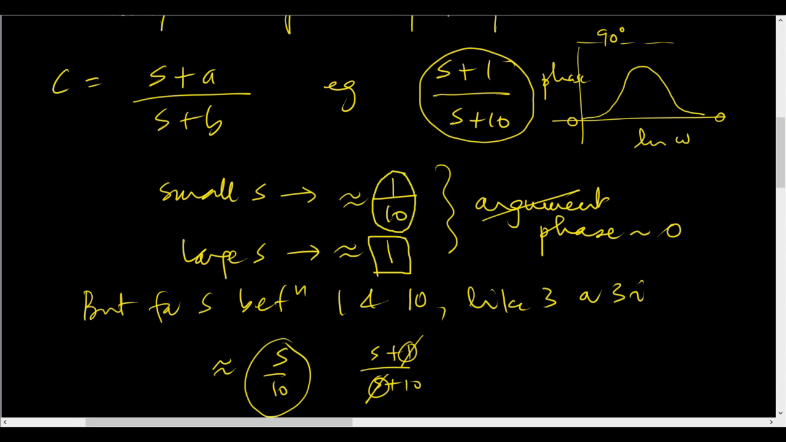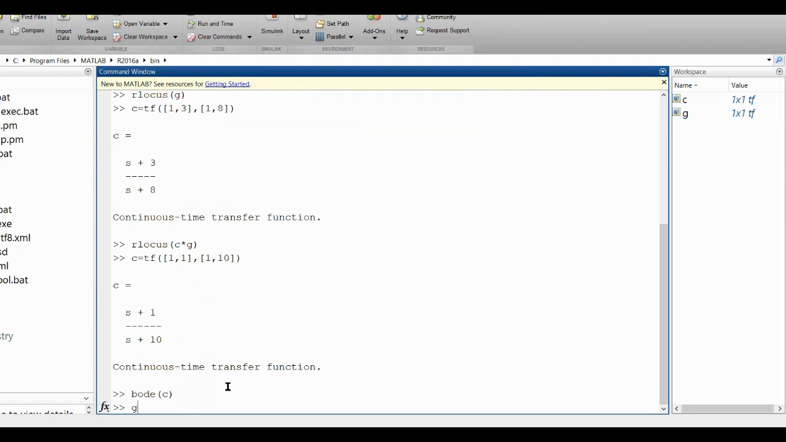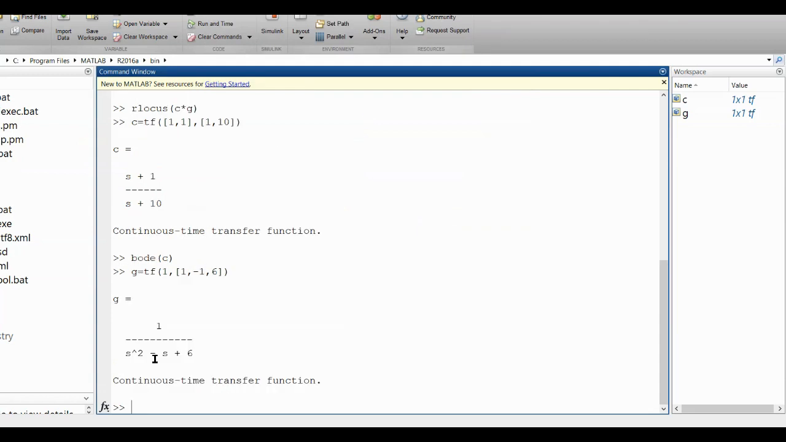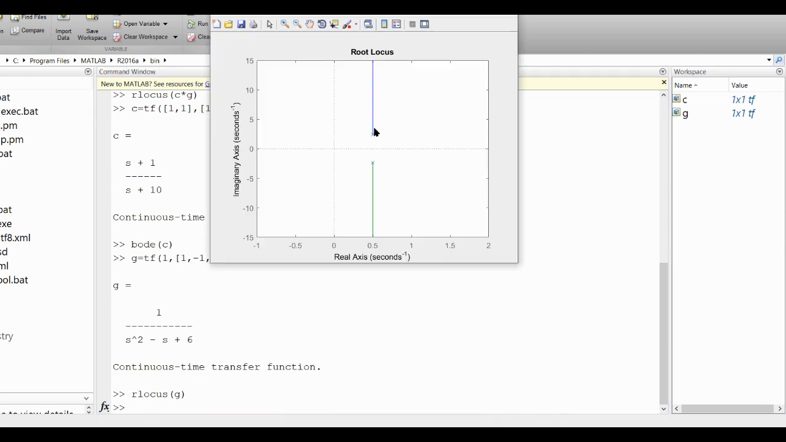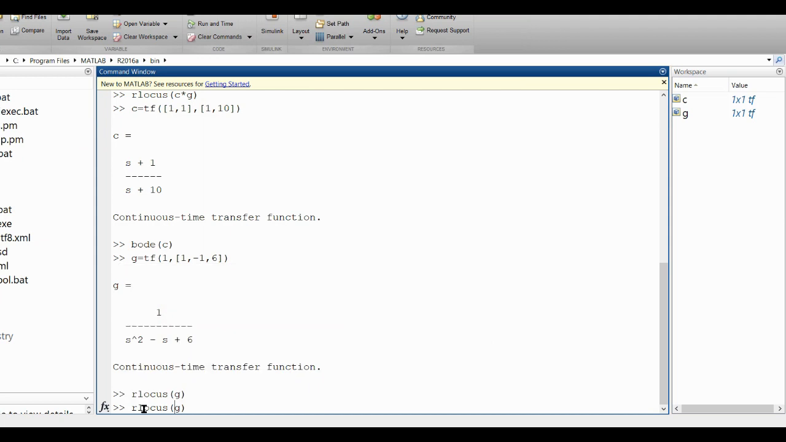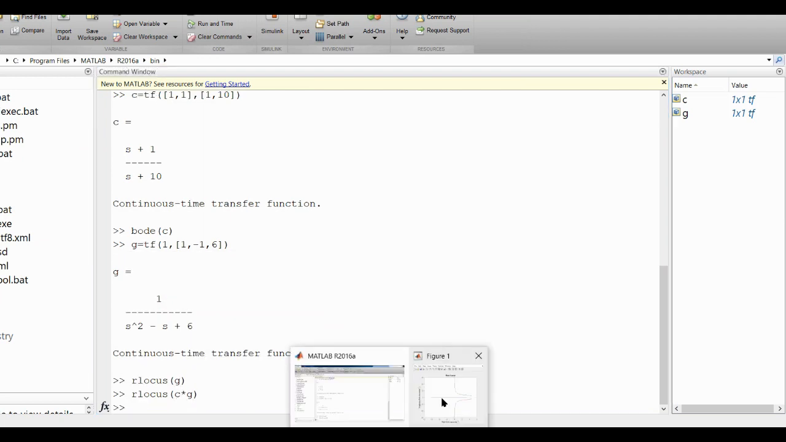Okay, good. Now let us look at this plant here, which as you can see is a negatively damped oscillator. If I look at the root locus of G, then I find that these poles here just go straight up. I want them to move inside here, and this C compensator should work. So in fact, if I do rlocus of C times G, in that case it will move in.